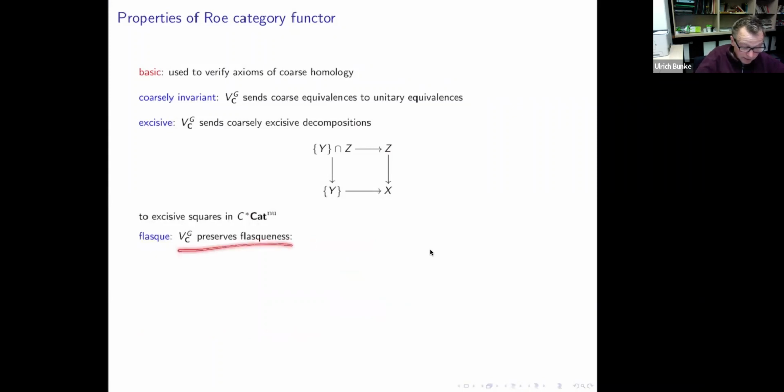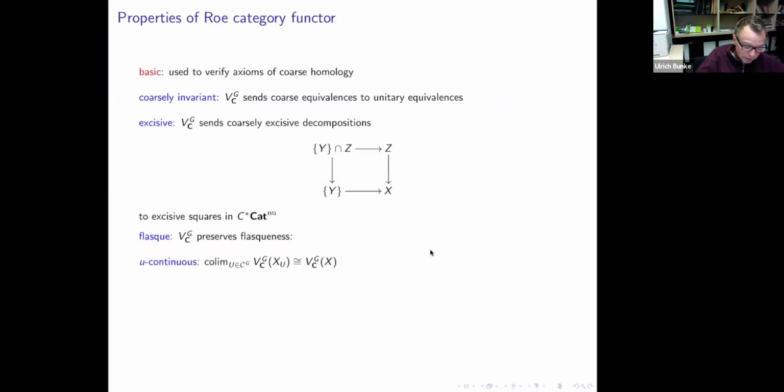It preserves flasqueness. It sends a flasque bornological coarse space to a category which is flasque. This means this category has an endofunctor S, such that if I add the identity, it's unitarily equivalent to S. So these are categories which allow an Eilenberg swindle. So this is a flasque C-star category.